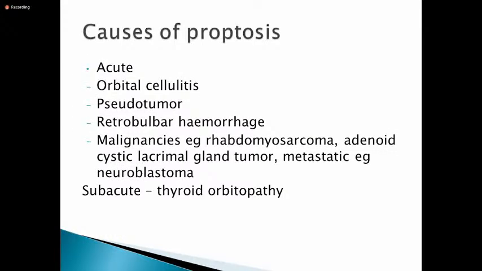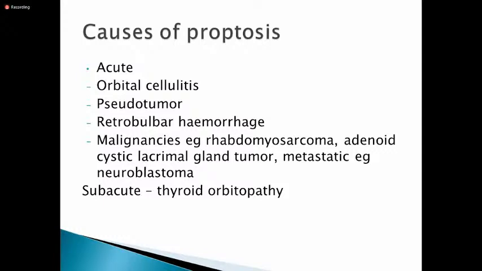So what are the possible causes of proptosis? As we talk about the causes, we can also categorize them into acute, subacute, and chronic. Acute is within 2 weeks. What can cause proptosis in around 2 weeks is, for example, orbital cellulitis, a pseudotumor. Pseudotumor is an autoimmune inflammation of the orbit. That name is not used nowadays. We call it idiopathic orbital inflammatory disease. Retrobulbar hemorrhage, that is bleeding behind the eyeball, and malignancies. Examples are rhabdomyosarcoma, adenoid cystic carcinoma of the lacrimal gland, or metastatic tumors. We'll mention briefly on that.